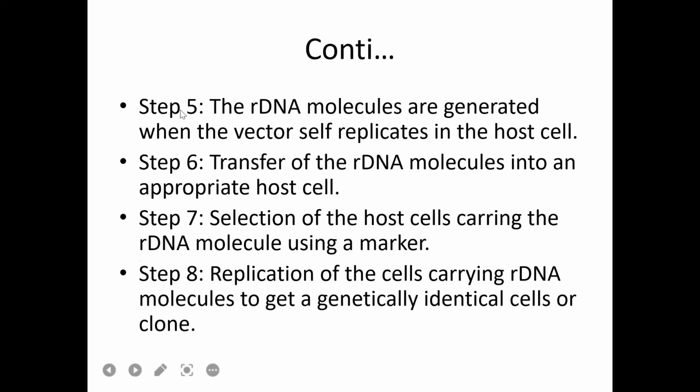So step 5 is rDNA molecules are generated when the vector self-replicates in the host cell. So what we did first, we took that DNA fragment and we put it in a vector. That vector we will introduce into the organism or a host. So in the host, plasmid will multiply. In the host, what happened? The plasmid will undergo replication. Self-replication means self-multiplication. Then transfer of the rDNA molecule into an appropriate cell.